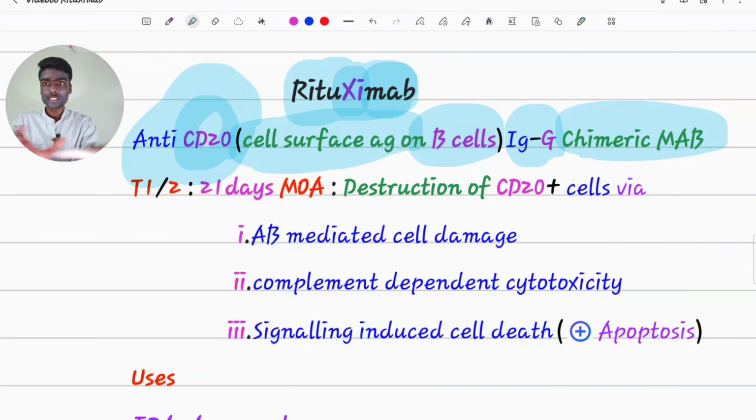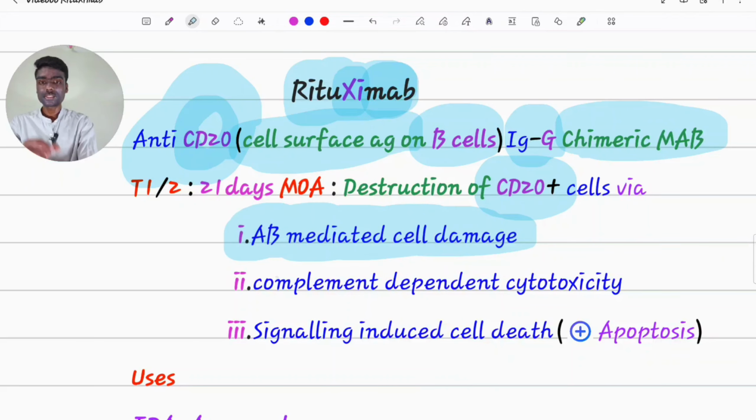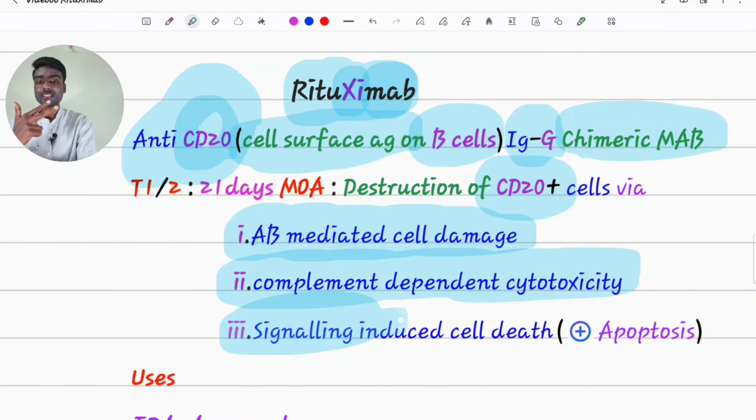From the definition itself, we can derive its mechanism of action. It leads to destruction of cells. Whichever cell contains the CD20 antigen, it will go chase that cell and kill that cell. So it is highly targeted towards CD20 plus cells via antibody mediated cell damage, complement dependent cytotoxicity, signaling induced cell death.